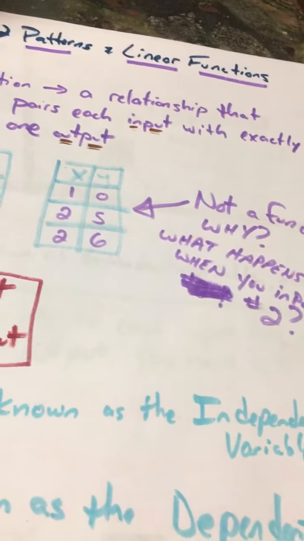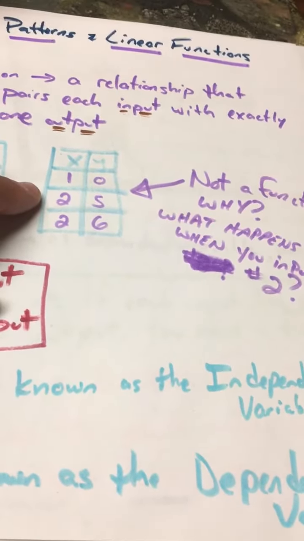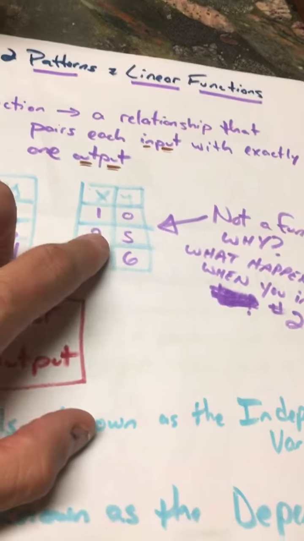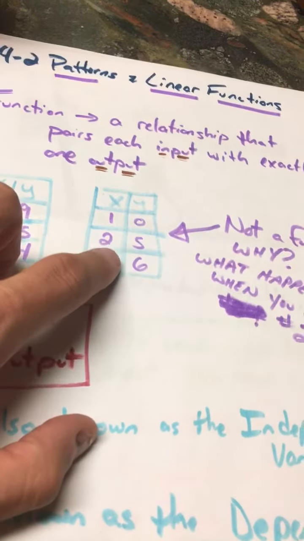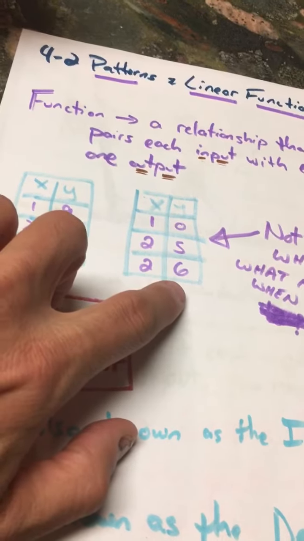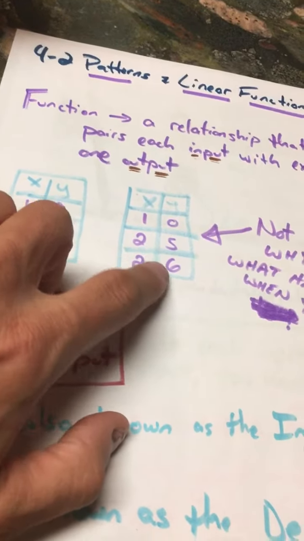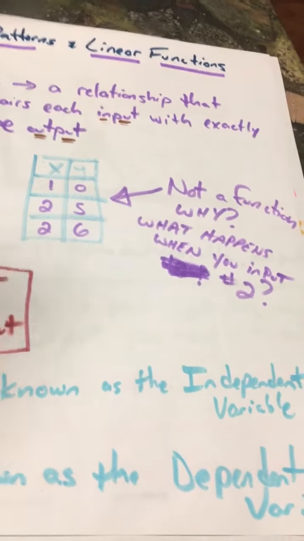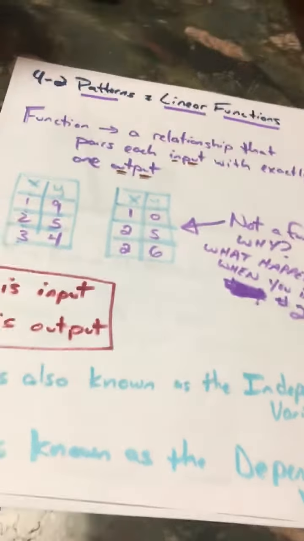Whereas over here, this one would not be considered a function. Now remember the definition, for each input, you get exactly one output. So if I input 1, I get 0. But if I input 2, I get 5. But then if I put 2 in again, I get a different number. See how 2 gets 2 different outputs? That means this would not be considered a function, because when I input 2, I get 2 different numbers coming out, okay? And we're going to be able to visualize what functions are in a little bit.